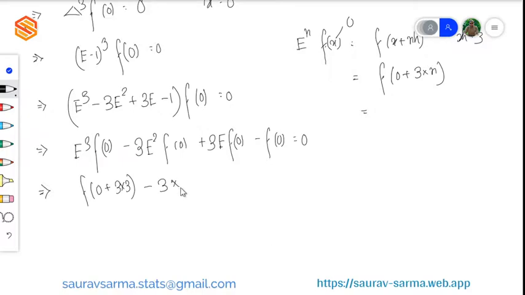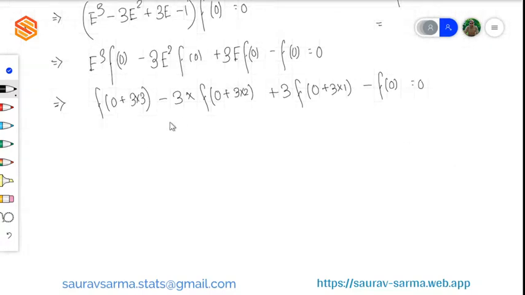minus 3 times f of 0 plus 3 times 2, plus 3 times f of 0 plus 3. So basically 3 into 1, basically minus f of 0, right? Okay, so this is equal to f of 6 minus 3 times f of... this is f of 9 minus 3 times f of 6 minus 3 times f of 3 minus f of 0 equal to 0.